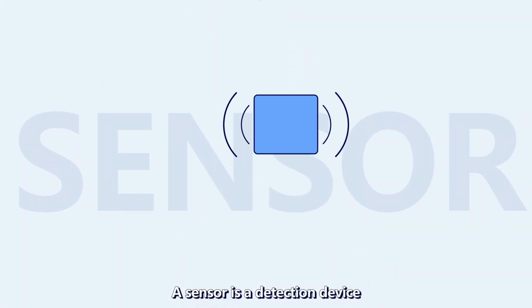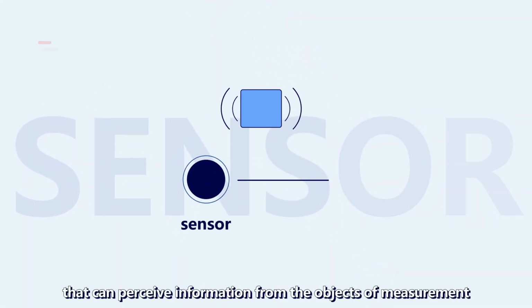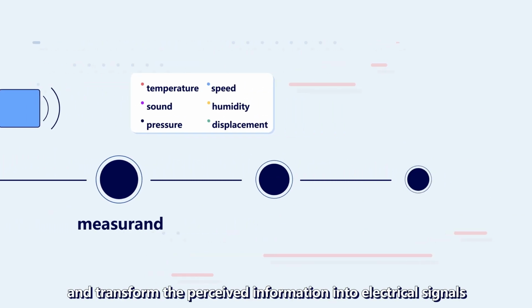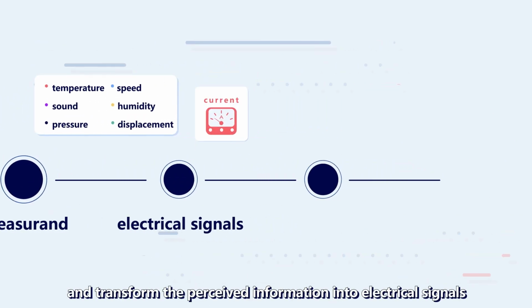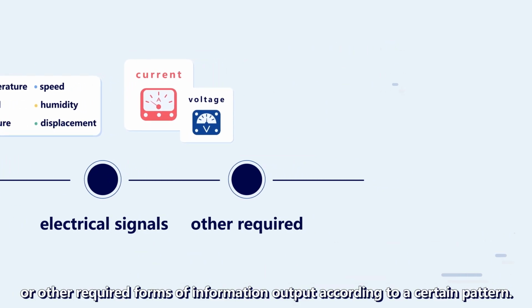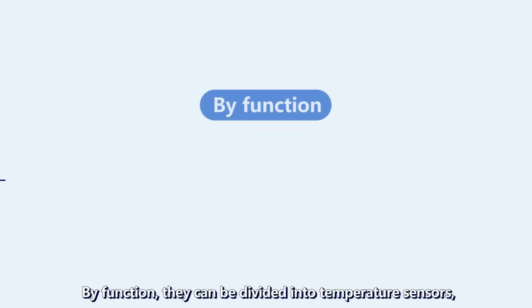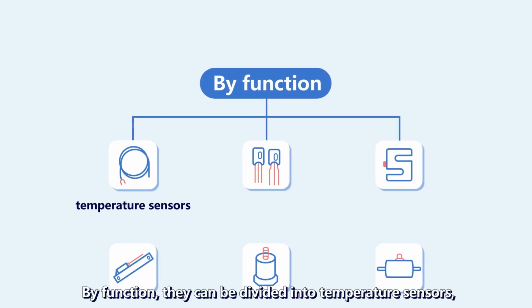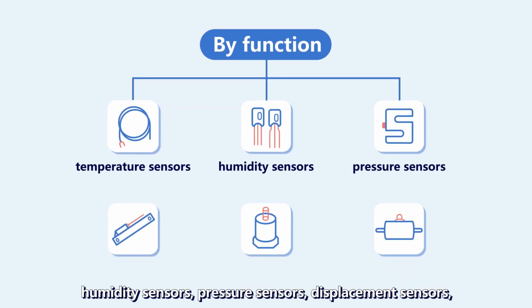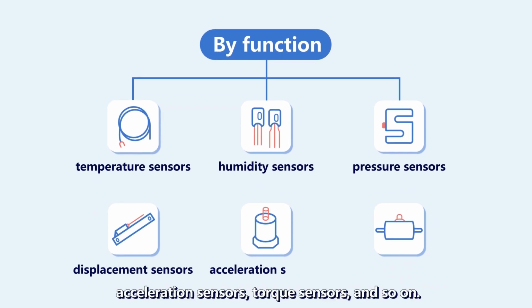A sensor is a detection device that can perceive information from the objects of measurement and transform the perceived information into electrical signals or other required forms of information output according to a certain pattern. By function, they can be divided into temperature sensors, humidity sensors, pressure sensors, displacement sensors, acceleration sensors, torque sensors, and so on.